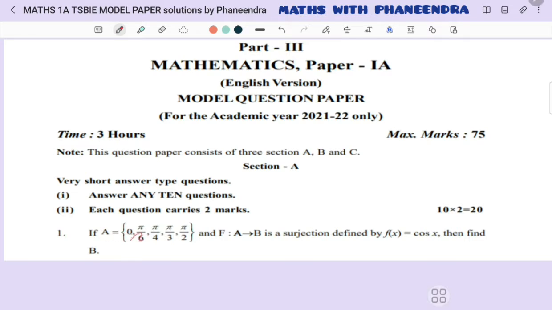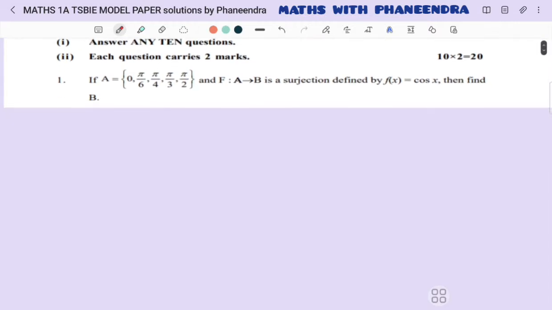If A equal to the set 0, pi by 6, pi by 4, pi by 3, pi by 2 and f is defined from A to B as a surjection defined by f of x equal to cos x, then find B. So A is given, that means domain is given. They are asking to calculate B, that means image, so range indirectly they are asking. So simple steps we need to write in the answers. Why? Because 2 marks only, no? So what is the question here?